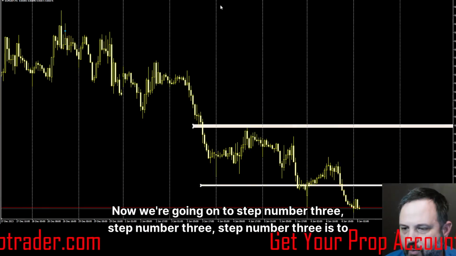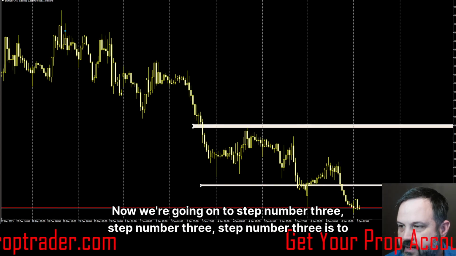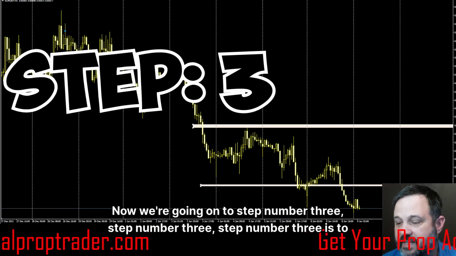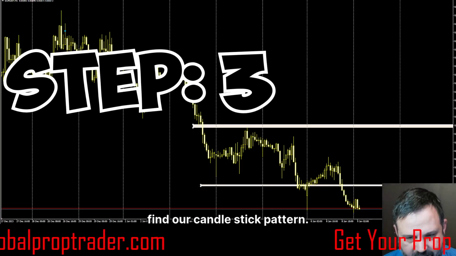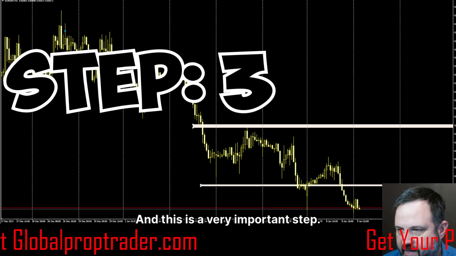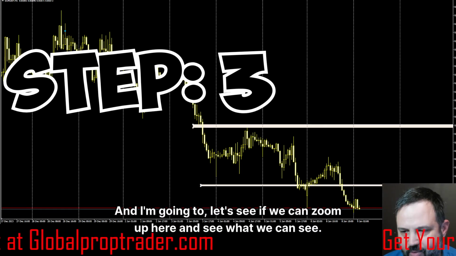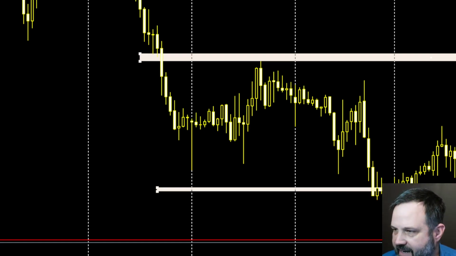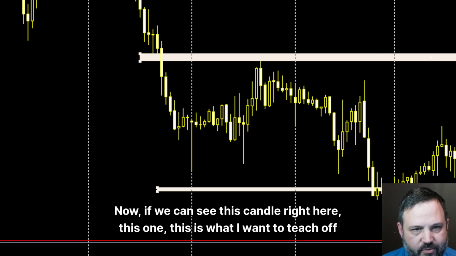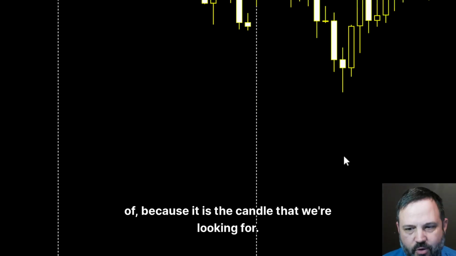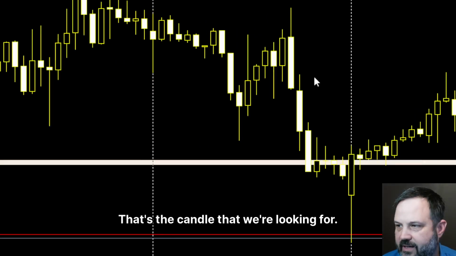Now we're going on to step number 3. Step number 3 is to find our candlestick pattern. Okay, and this is a very important step. Let's see if we can zoom up here and see what we can see. Okay, this is perfecto. Now, if we can see this candle right here, this is what I want to teach off of, because it is the candle that we're looking for. Here it is.